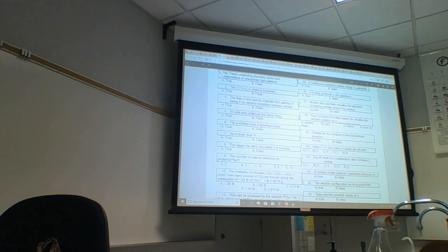Right. Pauli exclusion says that no two electrons in an atom can have the same set of four quantum numbers.